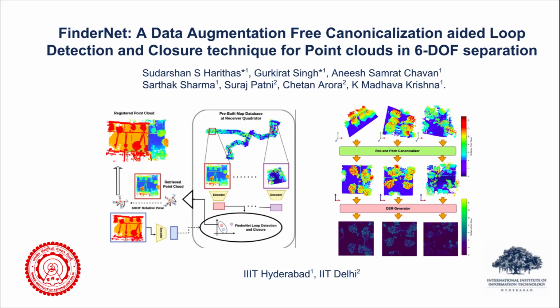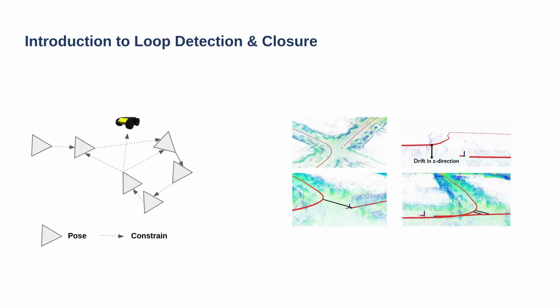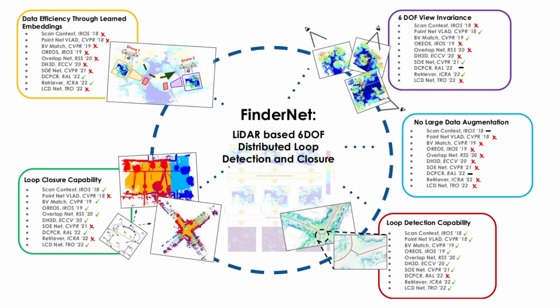In this paper, we present FinderNet, a data augmentation-free, canonicalization-aided loop detection and closure technique for point clouds and 6 DOF separation. Loop detection and closure is a critical part of any SLAM system, where given a set of poses and constraints, we aim to optimize the robot's pose graph such that the accumulated map has no errors and our map is coherent and obeys all of our poses and constraints.